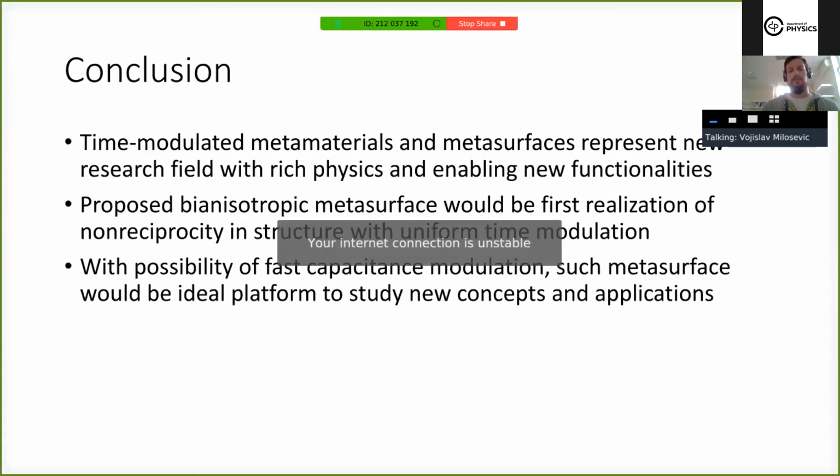With this, I would like to conclude. So I believe that time modulated metamaterials and metasurfaces are a relatively new research field, which has interesting new physics and also enables new functionalities which are not possible otherwise. And the proposed metasurface would be the first realization of non-reciprocity with uniform time modulation. In general, it would be one of the first realizations of non-reciprocity with time modulation, because most of the published papers are theoretical only, because the realization of such structures is very difficult. And also, as I said, I believe it would provide a platform which would allow us to study further concepts and applications. And with this, I would like to thank you for the attention.